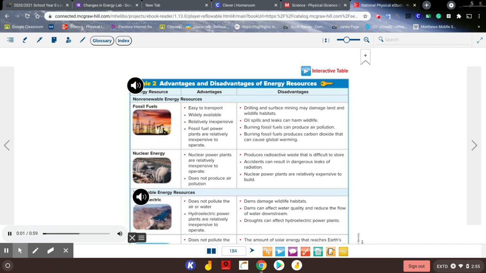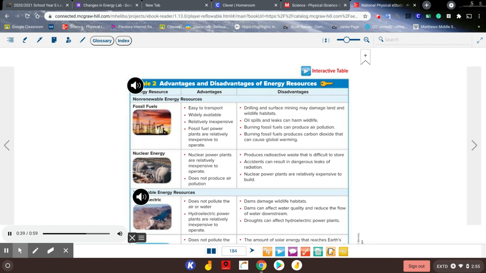Advantages and disadvantages of energy resources. Non-renewable energy resources. Fossil fuels. Advantages: easy to transport, widely available, relatively inexpensive. Fossil fuel power plants are relatively inexpensive to operate. Disadvantages: drilling and surface mining may damage land and wildlife habitats. Oil spills and leaks can harm wildlife. Burning fossil fuels can produce air pollution. Burning fossil fuels produces carbon dioxide that can cause global warming.